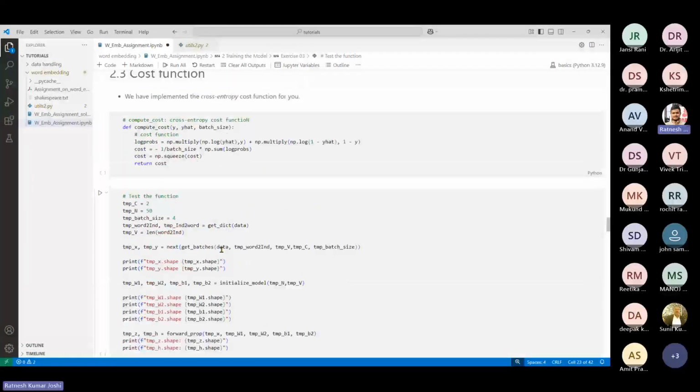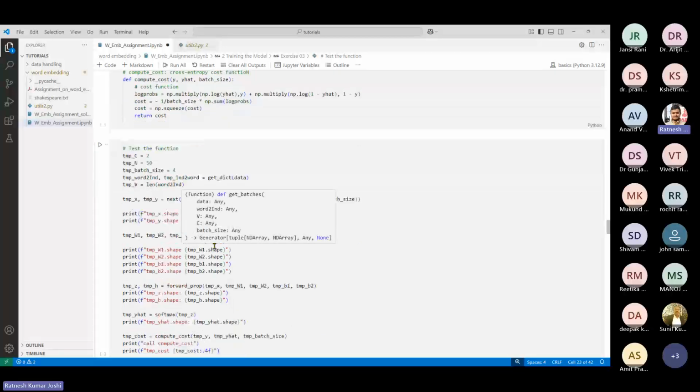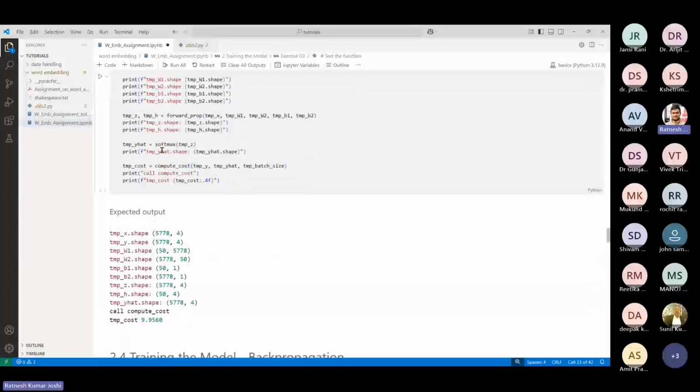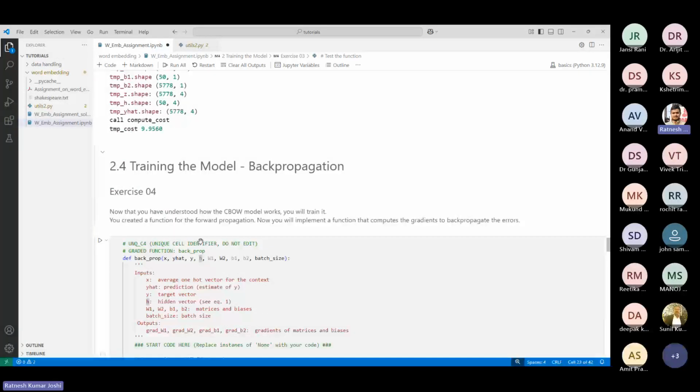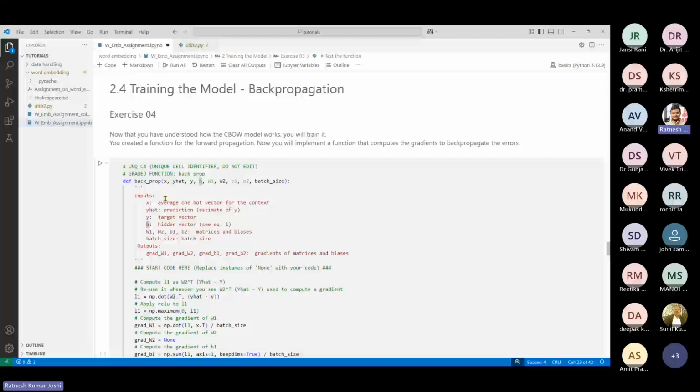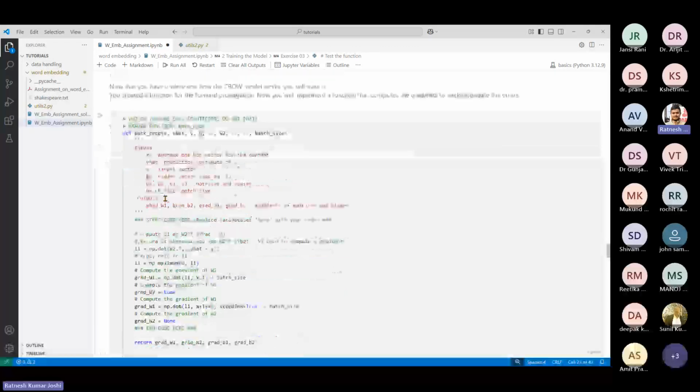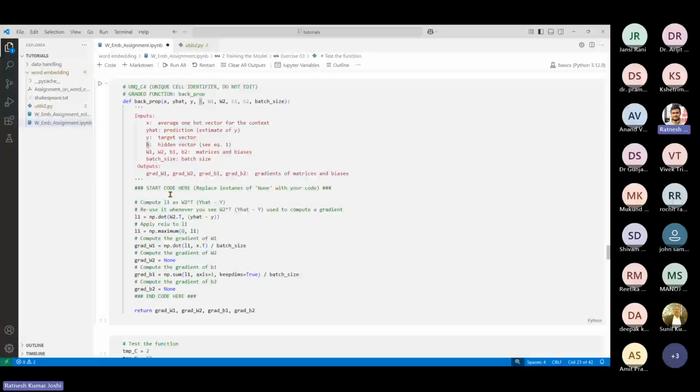This particular section has no fill in the blanks for you to match. If all three of the above things are done correctly, this particular output should match by itself. In exercise 4, you have to implement the backpropagation part. Of course, the backpropagation part is gradient descent, so the gradient descent part would be alpha times whatever your gradient value is.